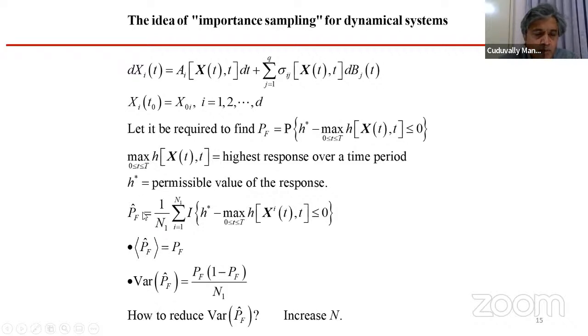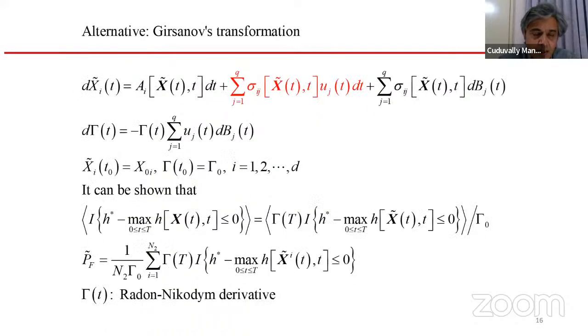Again, if I do a brute force simulation with N1 samples, I get an unbiased estimator with this sampling variance. Now, to reduce the sampling variance, I have to increase the sample size N1, which I don't want to do. So what I will do now is add an artificial control to the excitation. This is my excitation. I will add this control. And to keep the estimator for the probability of failure unbiased, I need to evaluate what is known as the Radon-Nikodym derivative.